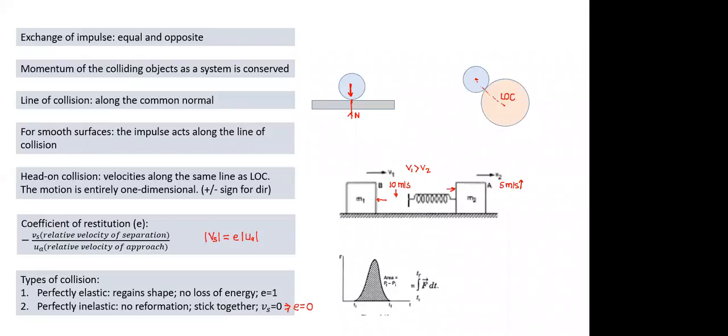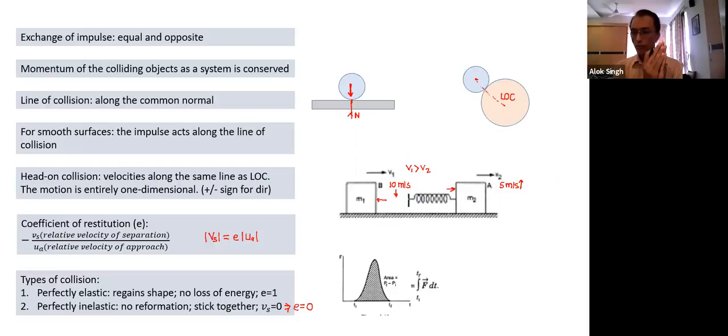So in this case, there's a deformation. When is the maximum deformation? Maximum deformation is when the velocities are equal. Afterwards, reformation takes place. When is the potential energy stored in the spring maximum? It is maximum when the velocities are equal. Afterwards, reformation takes place, and the potential energy starts decreasing. It gets transferred in the form of kinetic energy.